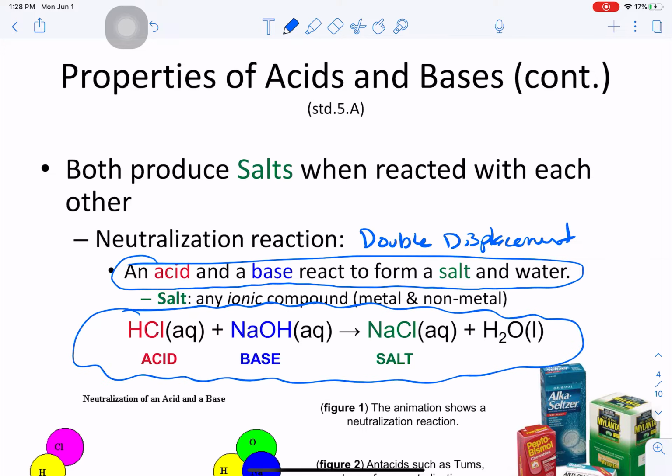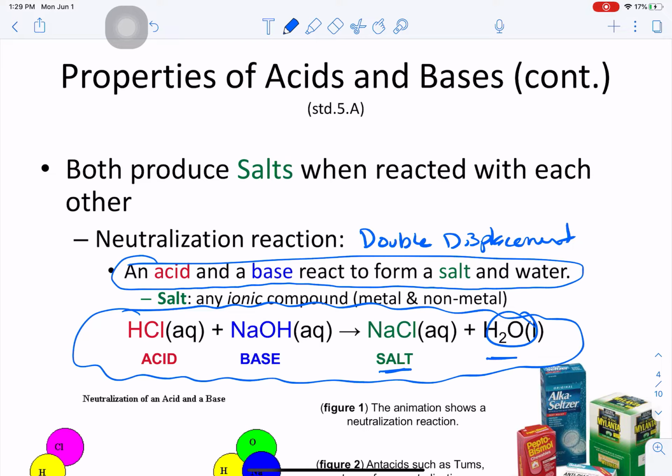Taking this example right here. If we react hydrochloric acid, that's HCl, with sodium hydroxide, that's NaOH, the result will be a salt and water. So what you can do right off the bat, every single time in these neutralization reactions, because you're going to have to predict the products, is just write down water. Because water is going to be produced every single time. That's going to be one of the products. Now you just have to figure out the salt.